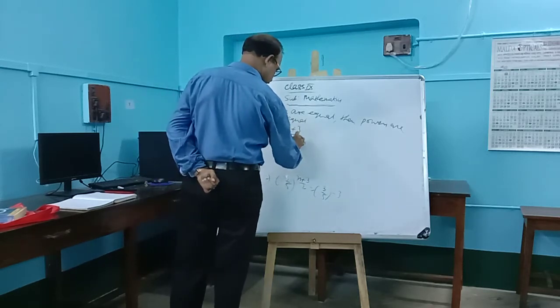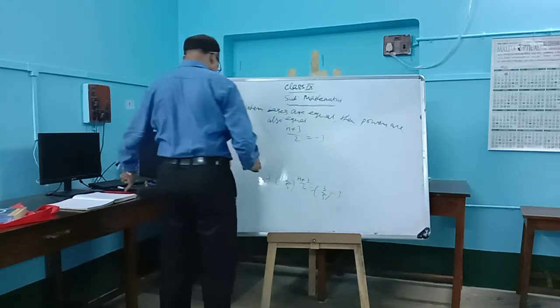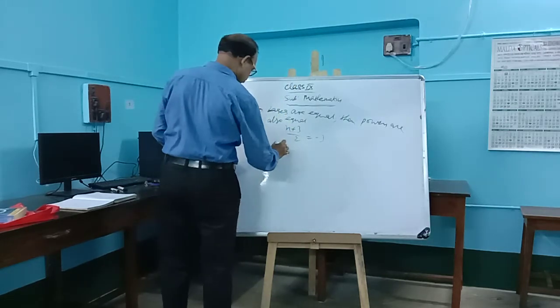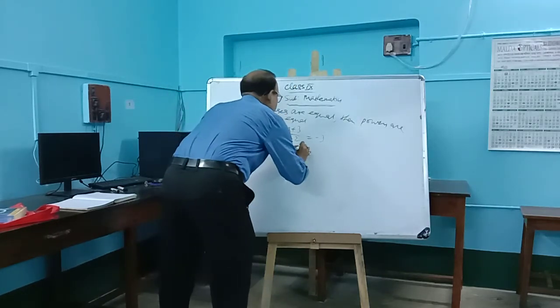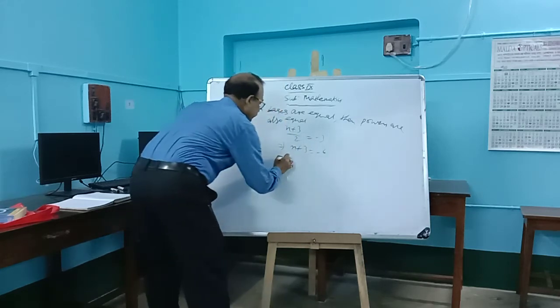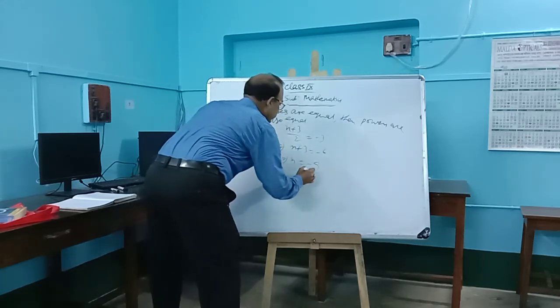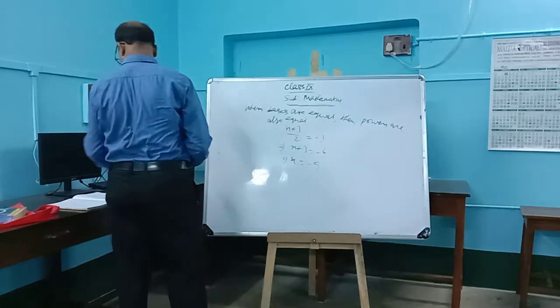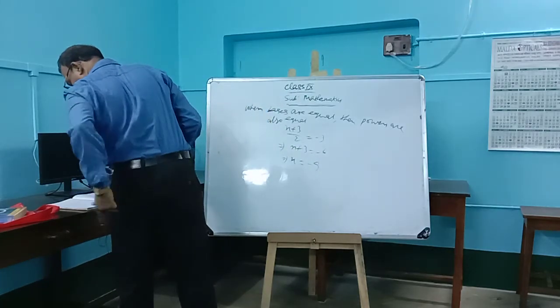X plus 3 by 2 equal to minus 3. Power will be same. This implies x plus 3 equal to minus 6. X equal to minus 9. Plus 3 goes to the other side as minus 3, minus 6, minus 3, minus 9.